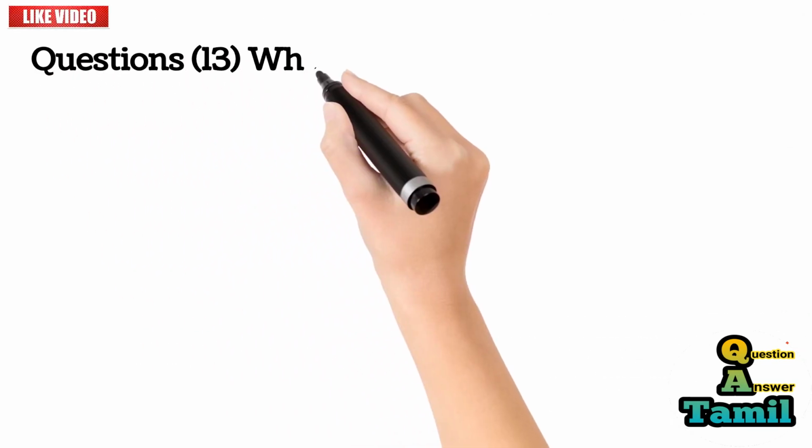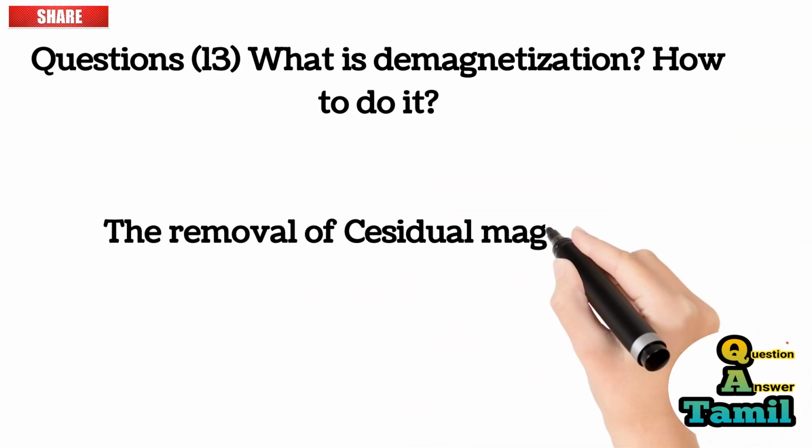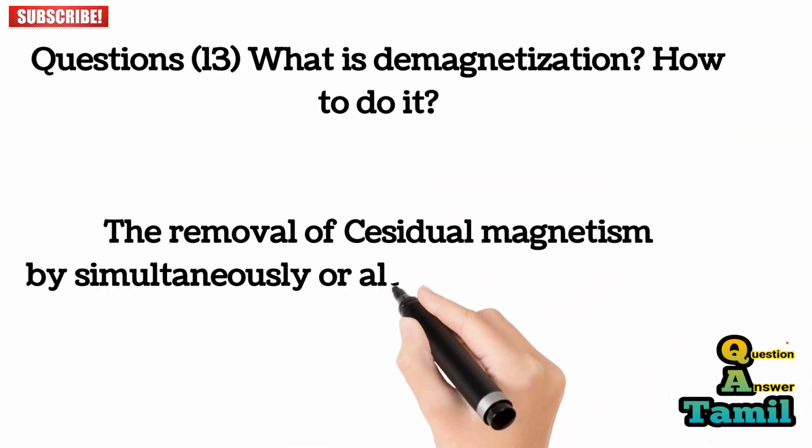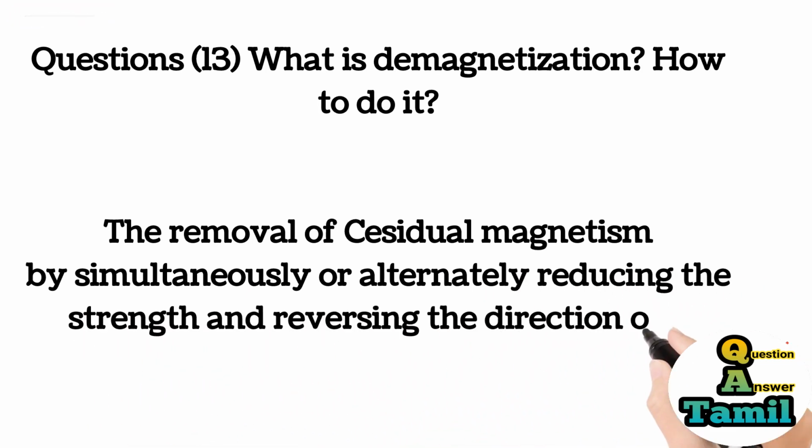Question 13. What is demagnetization? How to do it? The removal of residual magnetism by simultaneously or alternately reducing the strength and reversing the direction of a magnetic field.